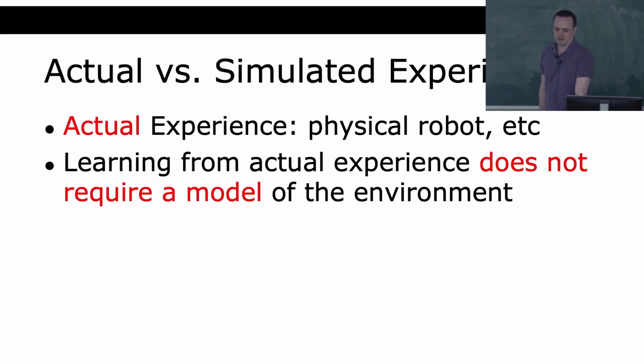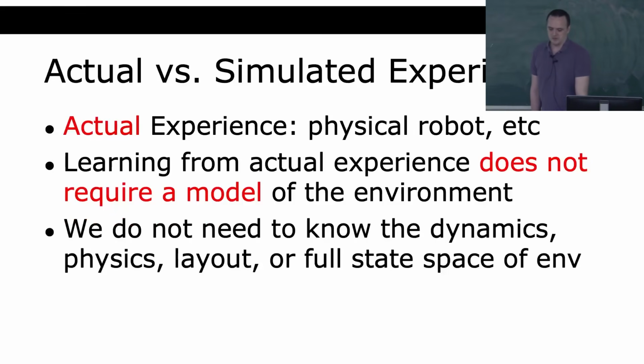So learning from actual experience does not require a model of the environment, right? This robot going around didn't necessarily know all the physics of the universe or what gravity or electricity was, but it knew, hey, the last time I was here, I got a good reward, so I should do that thing. So we don't need to know all the dynamics, the physics, the layout, or even the full state space of the environment to start learning using Monte Carlo methods.